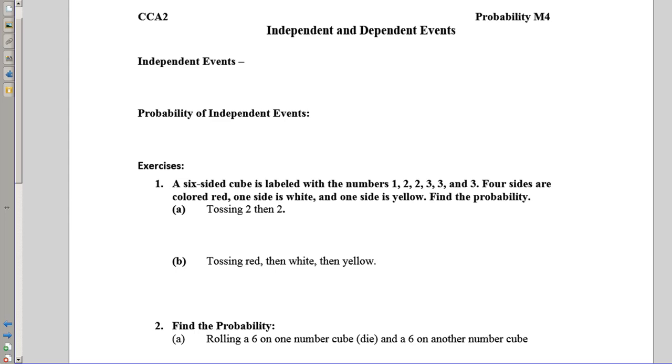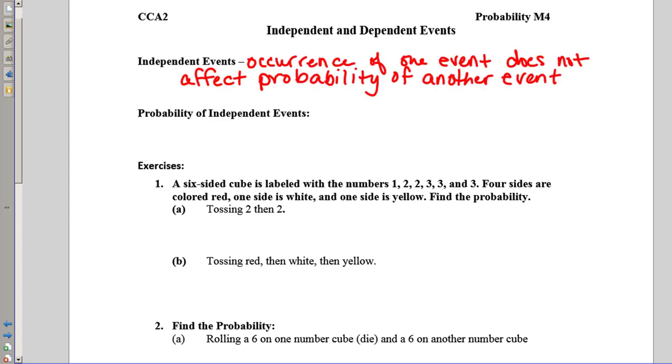So independent events are basically exactly as they imply. The occurrence of one event does not affect or have any bearing on the probability of another event. Some examples of this would be like tossing a coin.